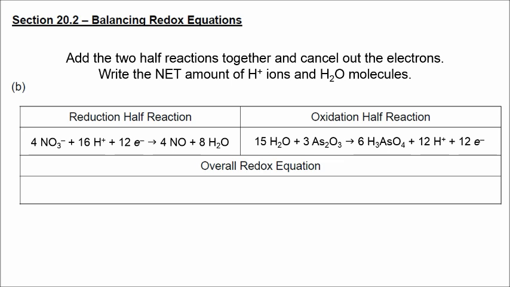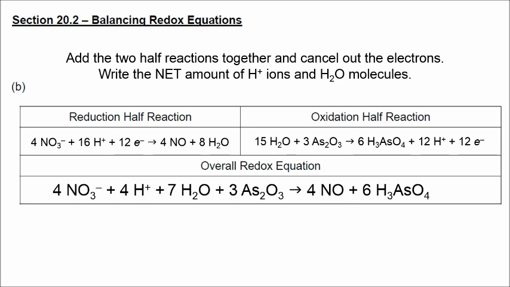If we have 15 waters on the left, but we have 8 waters on the right, there should be a net of 7 waters on the left. And if we have 16 H plus ions on the left and 12 H plus ions on the right, we'll have a net of 4 H plus ions on the left.